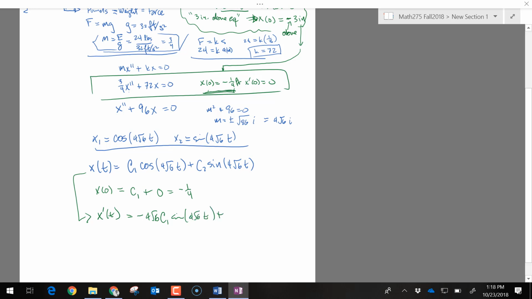And then the same thing, the derivative is cosine. The derivative of sine is positive cosine, with the extra 4√6 coming out. Then we put 0 in there. Sine of 0 is 0, so that goes away, and the cosine of 0 gives us 4√6 c1 times 1. This is supposed to be equal to 0 according to the initial conditions. So we have c1 equal to negative 1/4, and c2 is equal to 0.